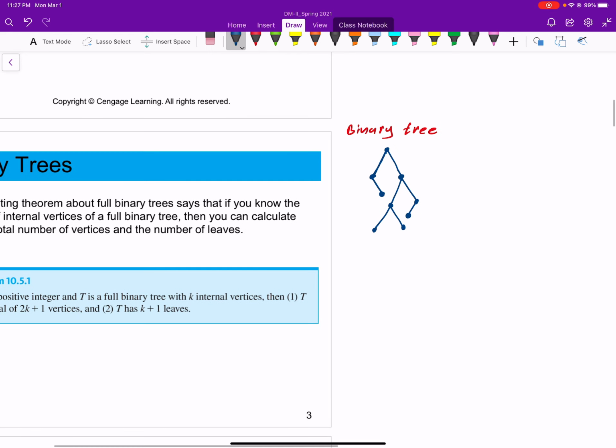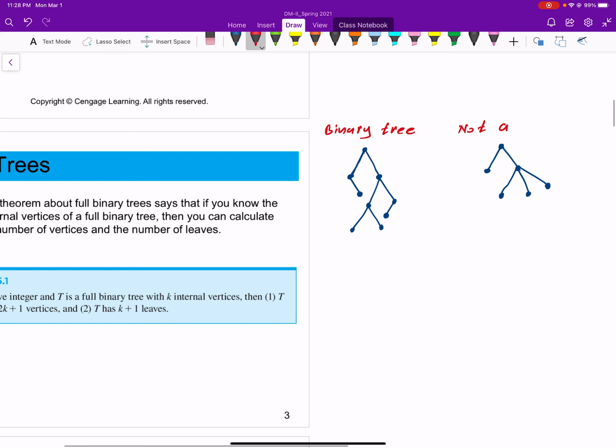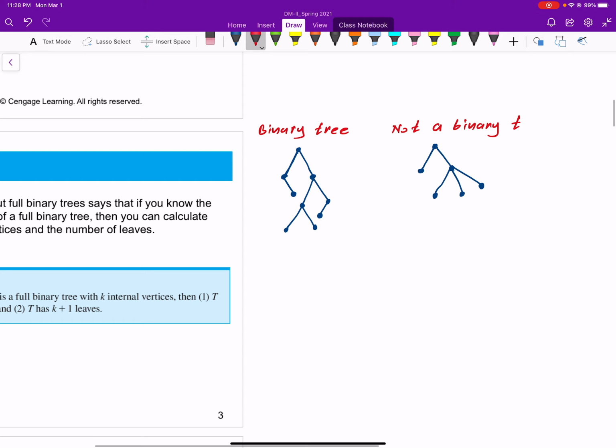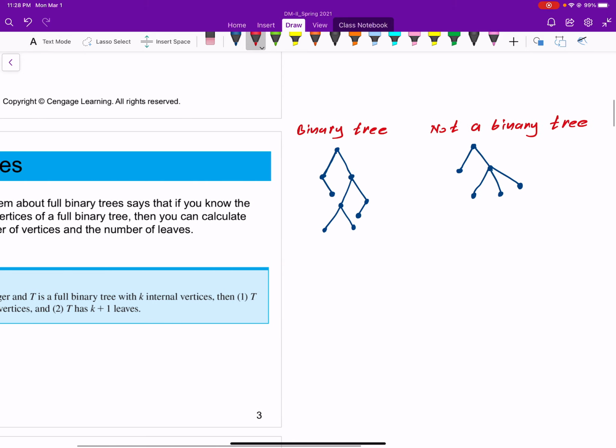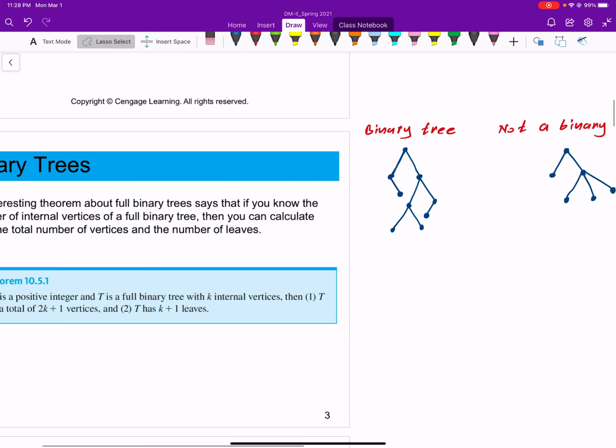Let me give another example where it is not a binary tree. This is not a binary tree. All right, you know about binary trees now.